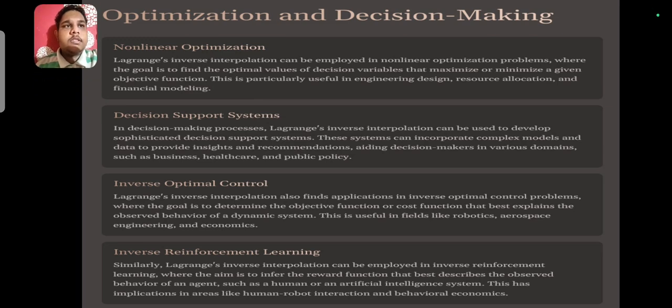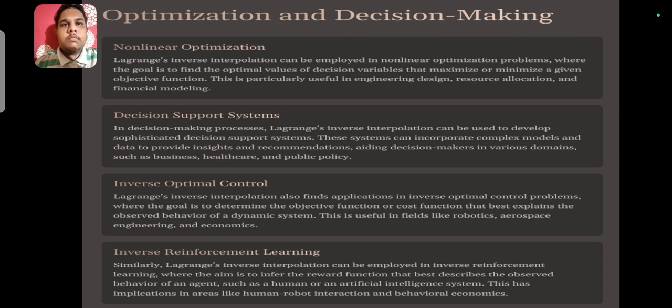Optimization and decision making. Non-linear optimization. Lagrange inverse interpolation can be employed in non-linear optimization problems where the goal is to find the optimal values of decision variables that maximize or minimize a given objective function. This is particularly useful in engineering design, resource allocation, and financial modeling.